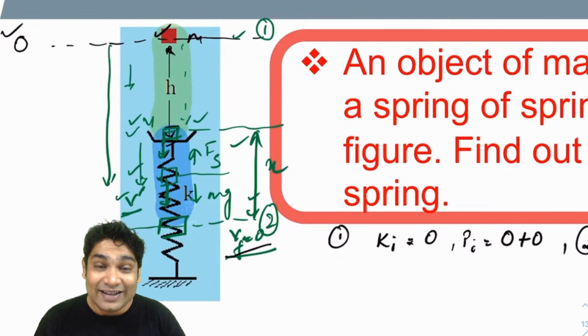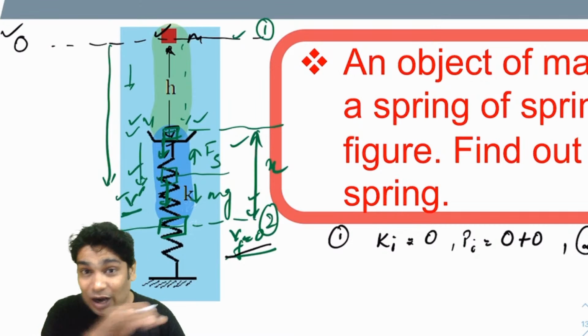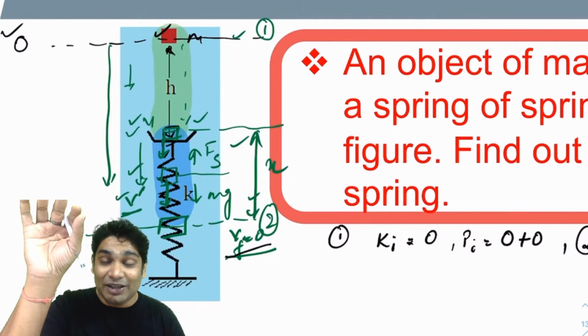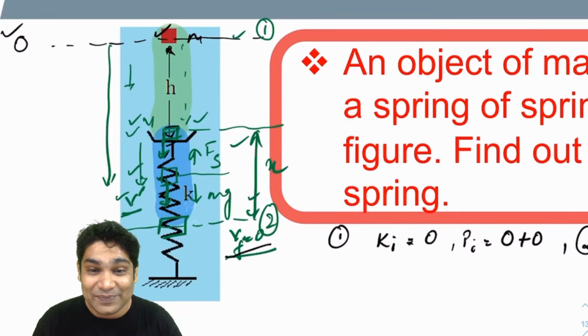So just remember this, guys, that it is not a compulsion that you always take ground to be your 0 potential energy level, and everything above the ground has to have a potential energy which is positive.